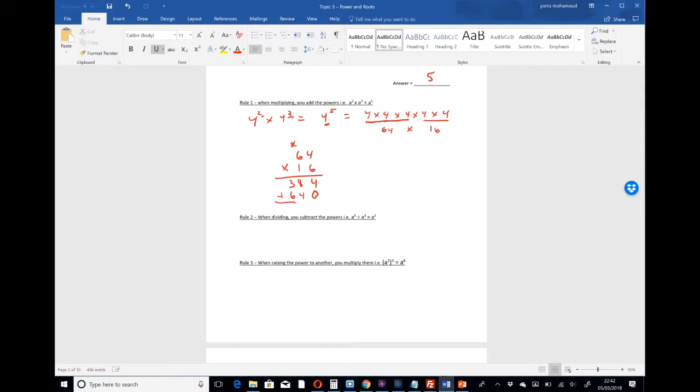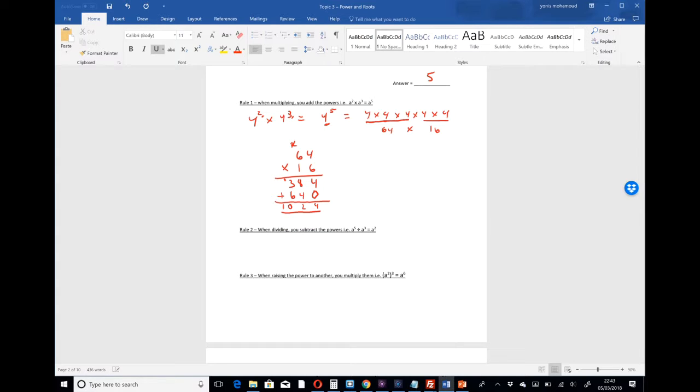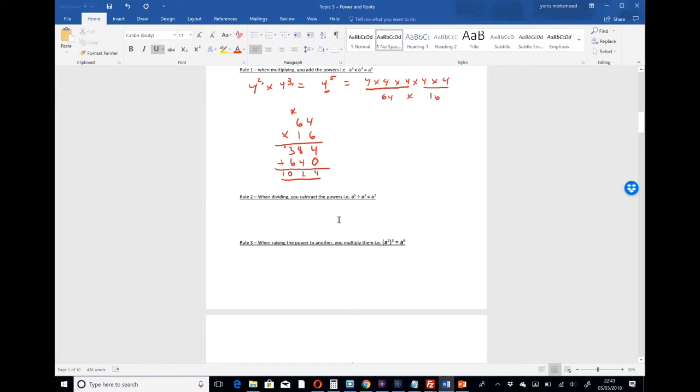And then you add 384 to 640. So 4 plus 0 is 4. 8 plus 4 is 12. Carry the 1. Then 1 plus 3 is 4. Plus that 6 is 10. So that's your final answer. So 4 to the power of 5 is 1024.